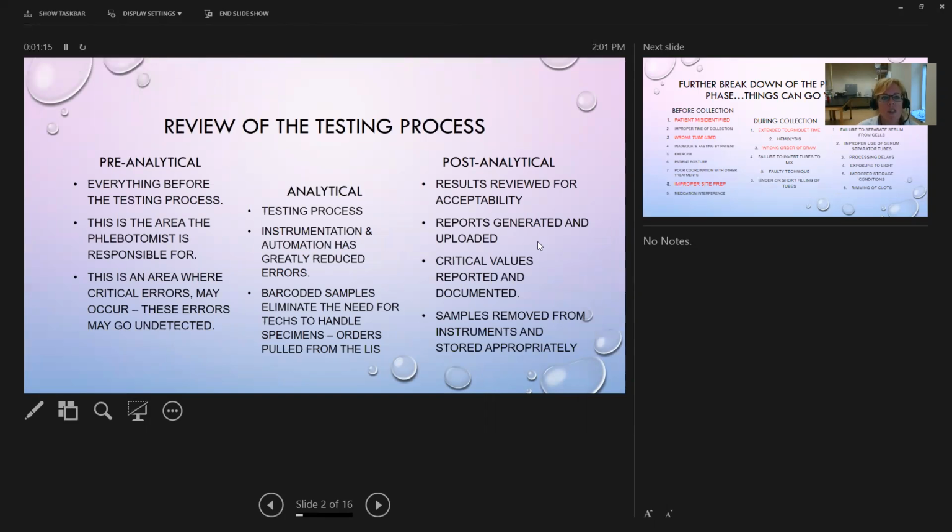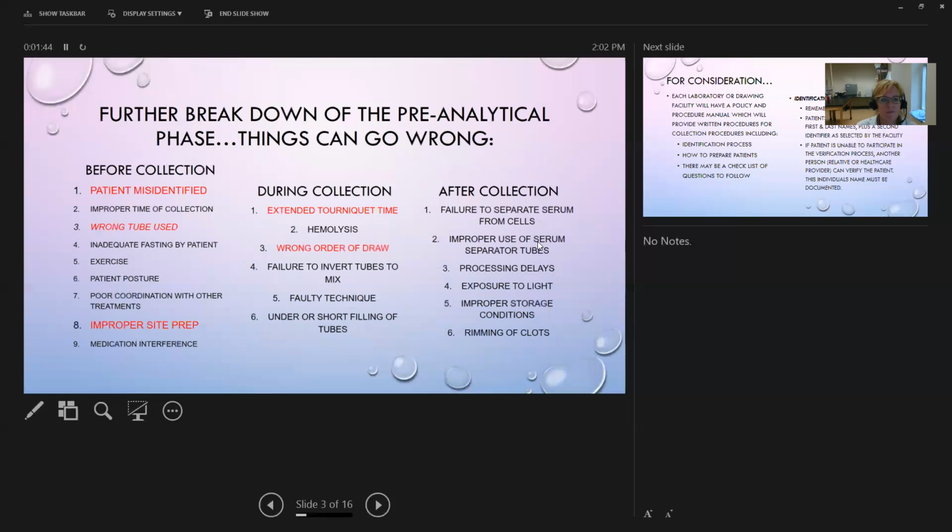So just a review of the testing process from before. Pre-analytical is everything that happens before the testing process occurs and is the area that the phlebotomist is responsible for. Analytical is anything that happens during the testing process or on the instrumentation, and post-analytical is everything that happens after the testing process. And you can review this slide from previous lectures. You will be expected to know all the key points on this slide.